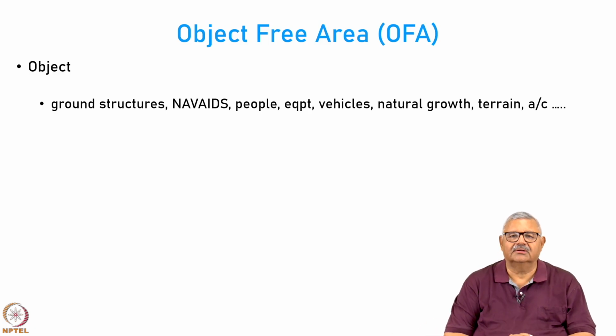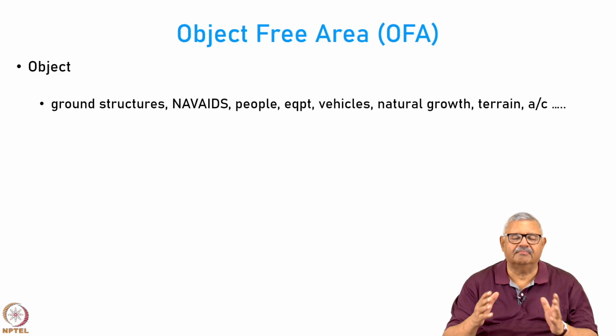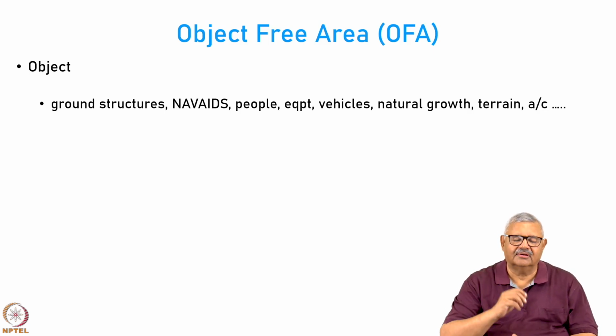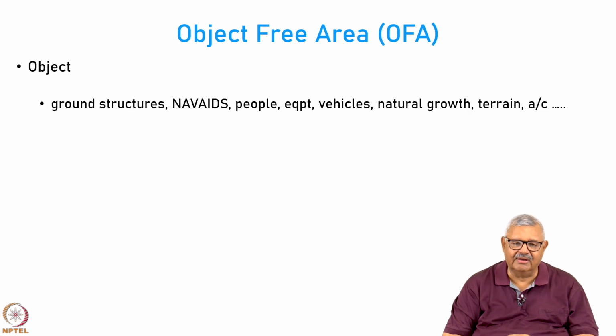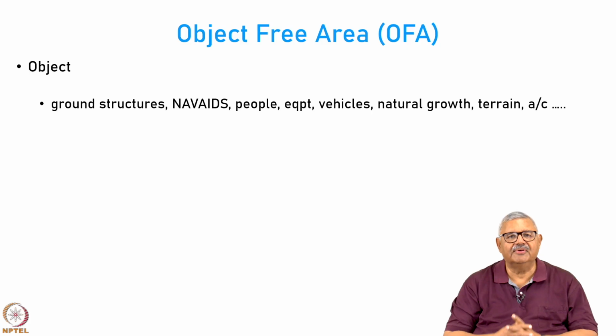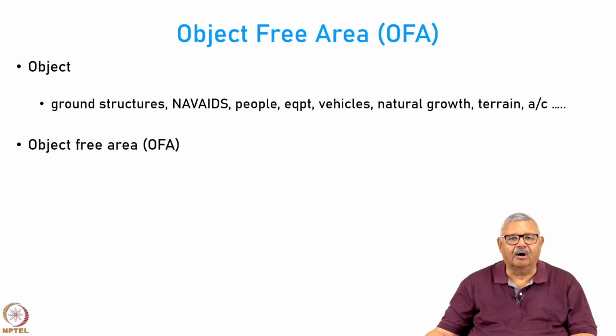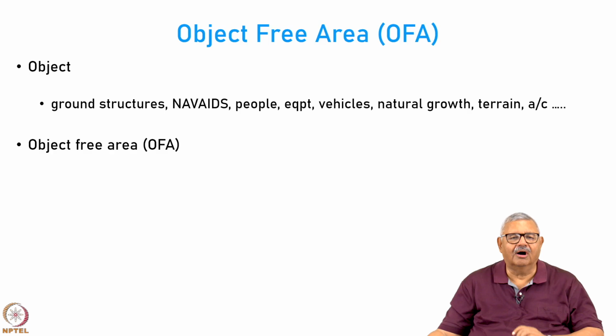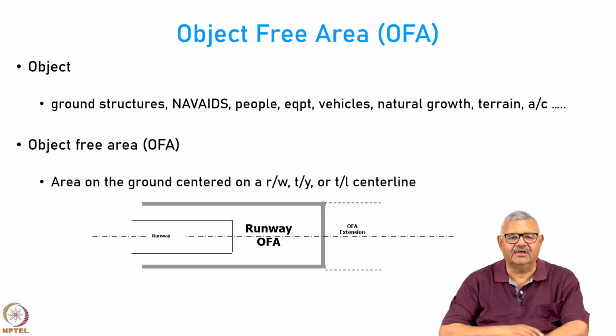What is meant by an object? An object could be anything that has shape, mass and size. It could be a ground structure, such as a building or any other construction. It could be nav aids, it could be people who are moving around, it could be equipment, it could be vehicles, it could be some natural growth like a small hill, it could be some terrain, or it could be any other aircraft which are moving on the runway. All of them are objects, and the object free area is an area which is supposed to be free from all such objects during operation of the aircraft.